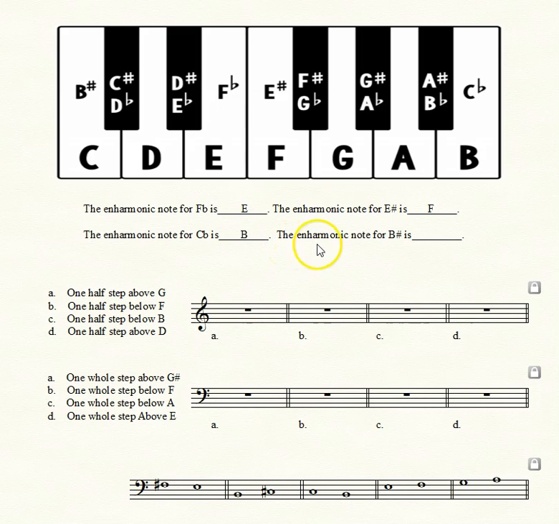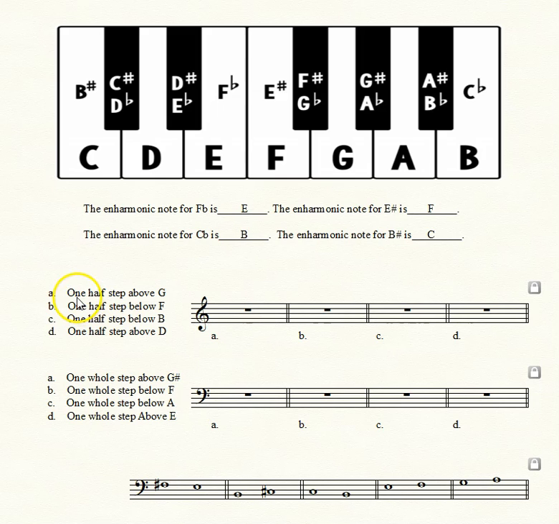Lastly, the enharmonic note for B sharp is blank. Okay, so we'll go to our B, and we have to go one key to the right. Normally, there would be a C right here, so the enharmonic note for B sharp is C. For our next exercise, we will write the two indicated enharmonic notes on the staff and name the notes below.